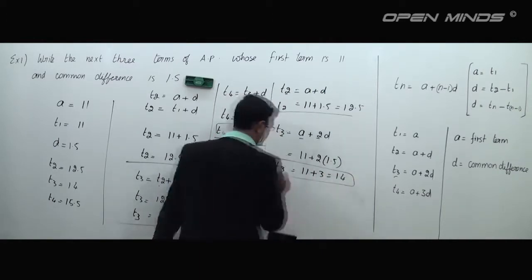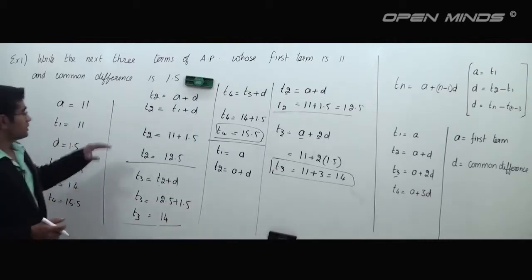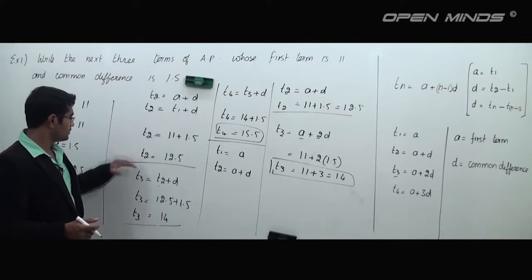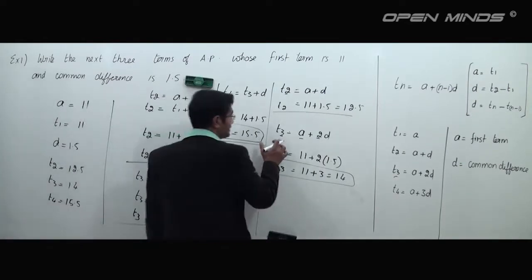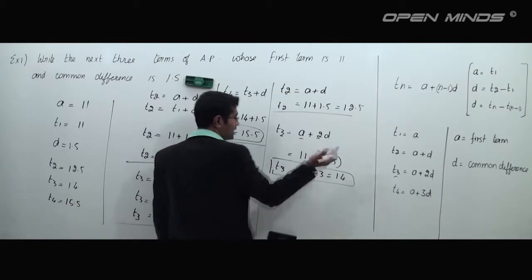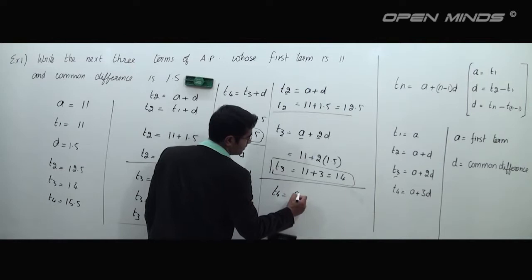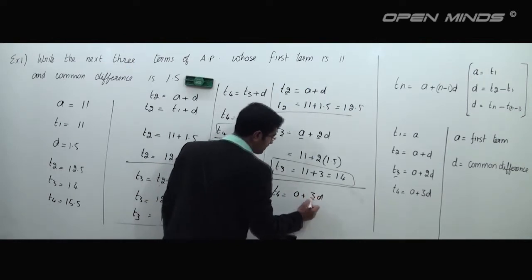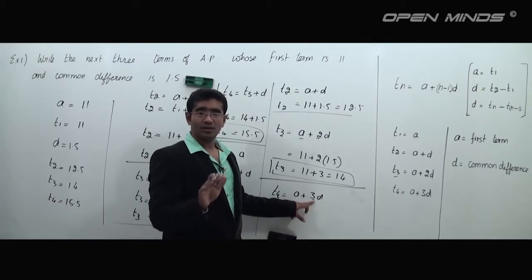Got it? Yes. Which is same as we found here, right? t3 is like 14. We can either do it like this, that if you know t2, you can find t3 as t2 plus d, or we can find t3 with the formula we know, that a plus 2d. Anything is fine. So we get t4 now, which is like a plus 3d. Why 3 here? Because this number is 4. This has to be 1 less than 4, nothing much.